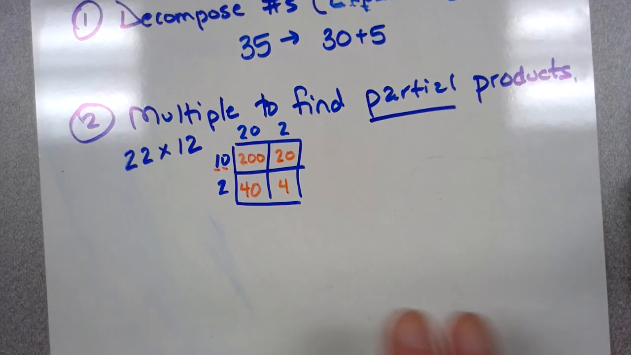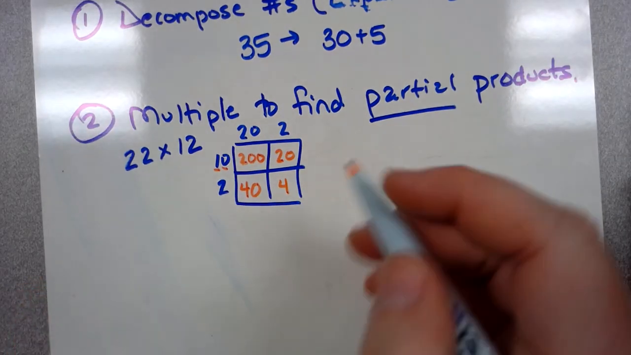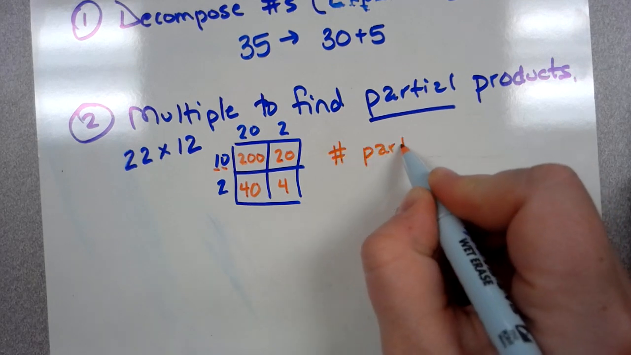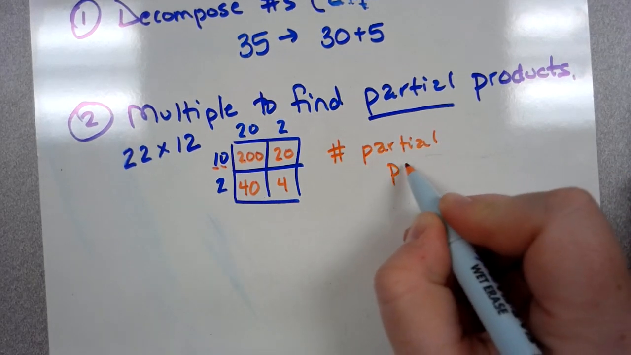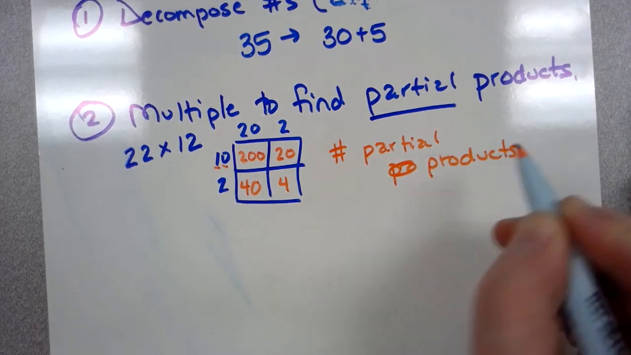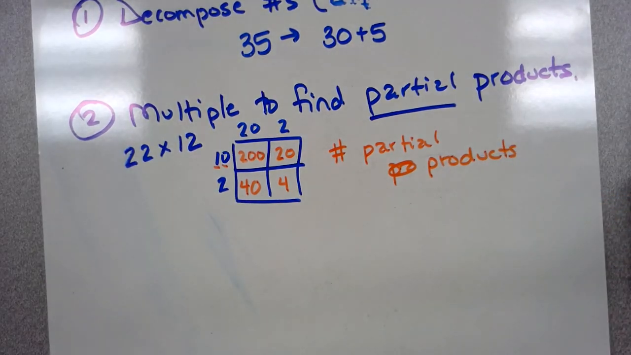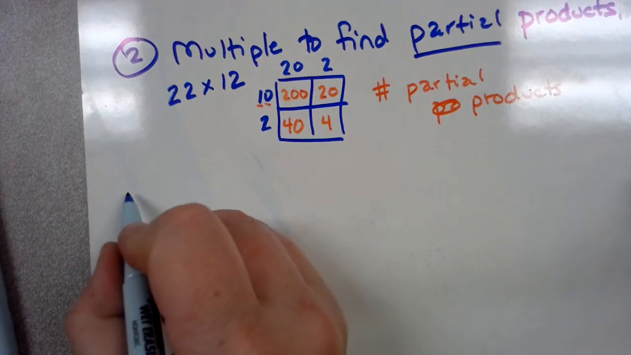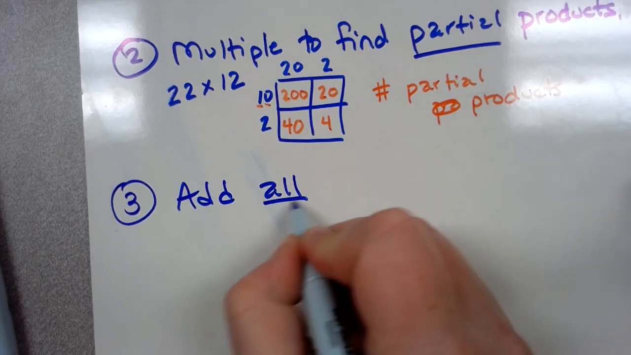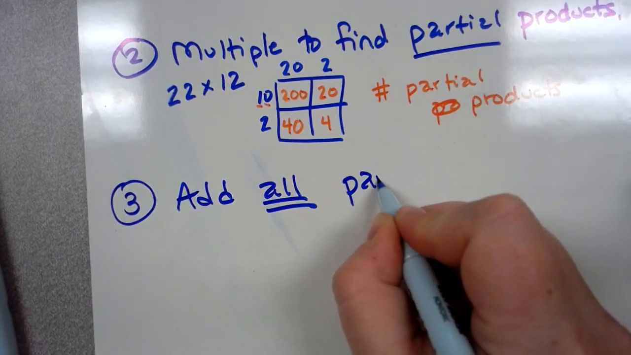So what we have just done, what's in orange? The orange numbers are partial products. So now step 3 is we have to add all the partial products.